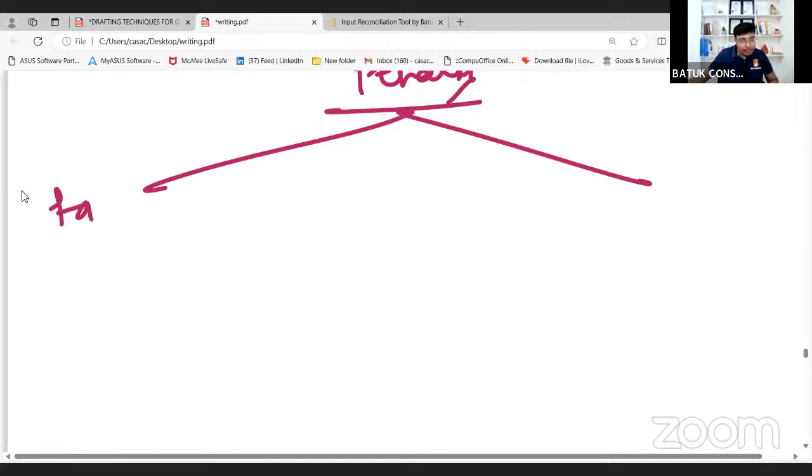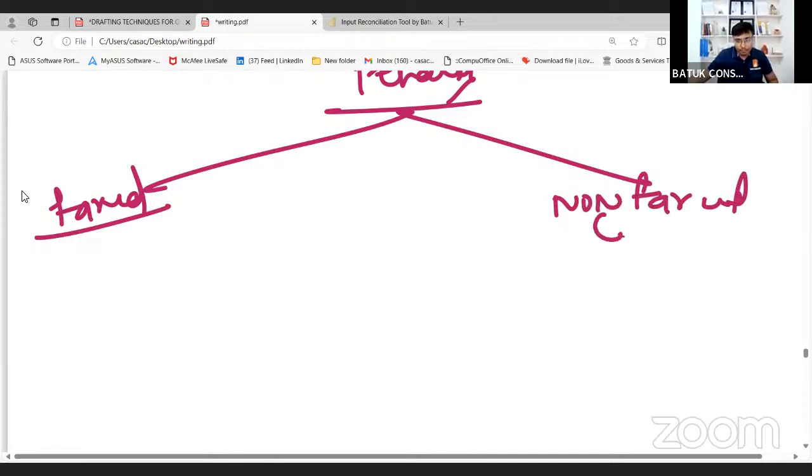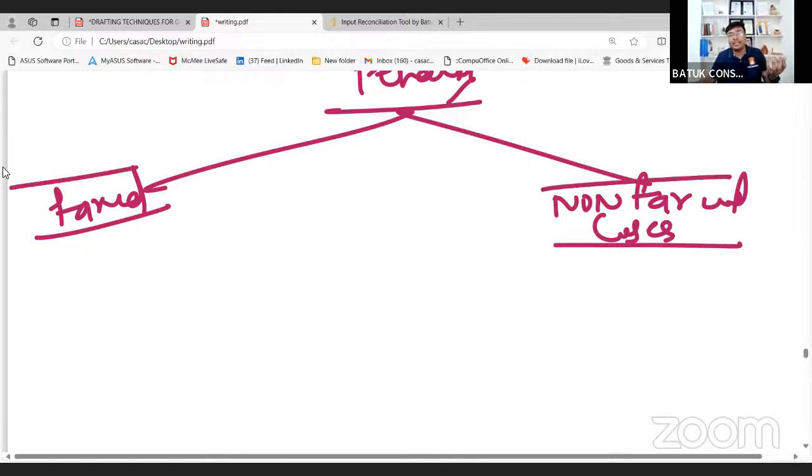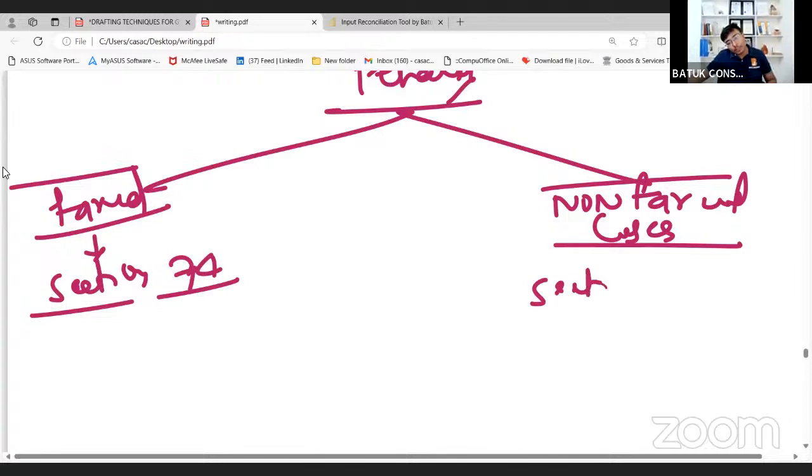If you are imposing the penalty on account of fraud or non-fraud cases, if there is any material misstatement or any fraudulent presentation, in that case penalty will be determined under section number 74. And if your case is non-fraud related, in that case penalty will be determined under section number 73.